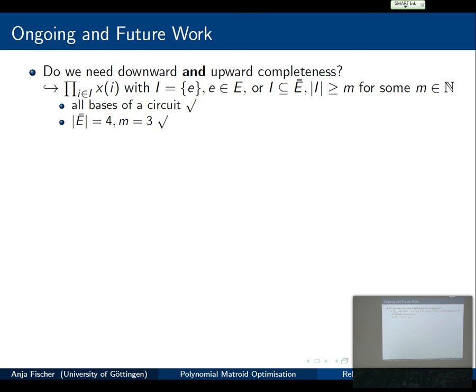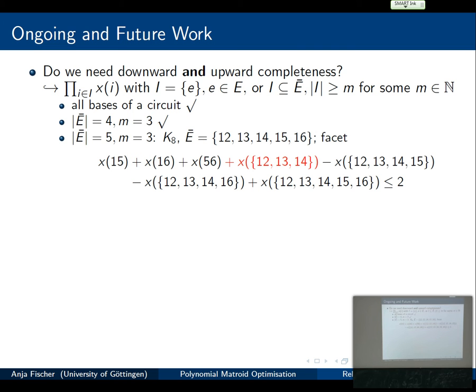In the easiest case you can think of, E bar has size 4, which means you have all the cubic monomials and just one monomial of degree 4. You can prove that this works, but it really needs some time to prove it. But if you enlarge this to E bar equals 5, something strange happens.